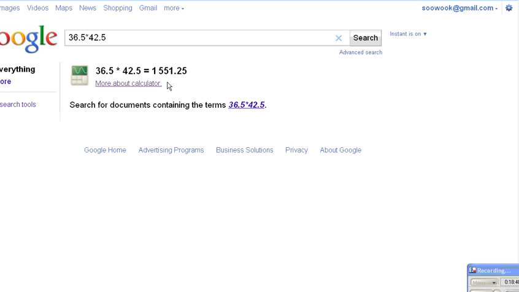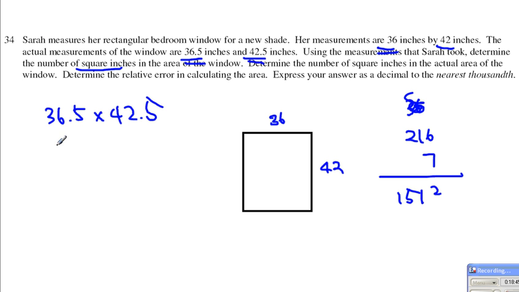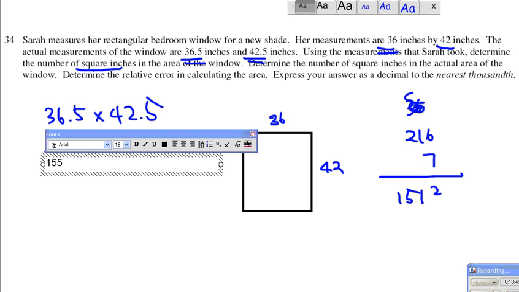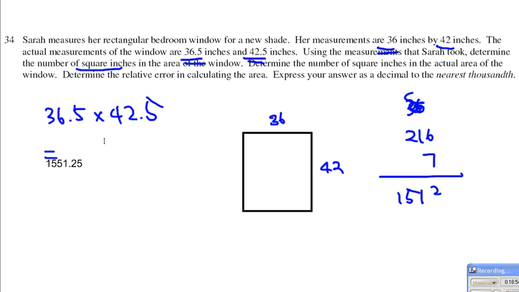Then here we have 155.125. Okay, so this becomes 155.125. Then we realize that the value is a bit off. In fact, both of them are off by very little. They're off by 0.75. So the next one is to determine the relative error in calculating the area.